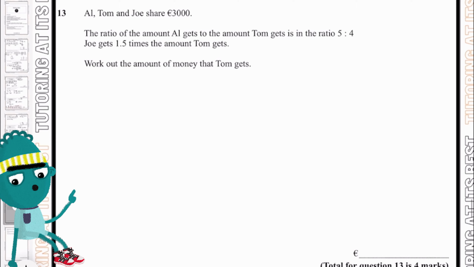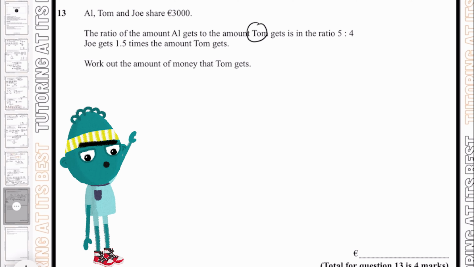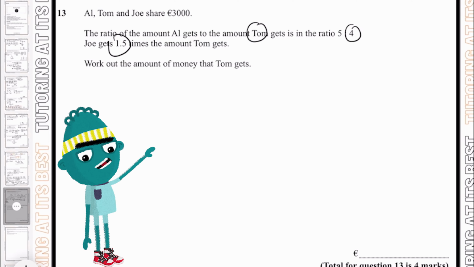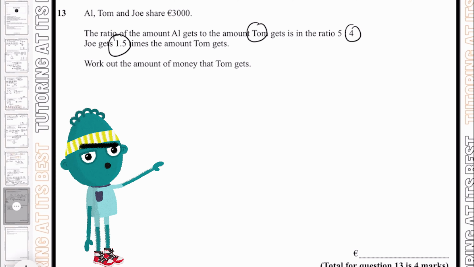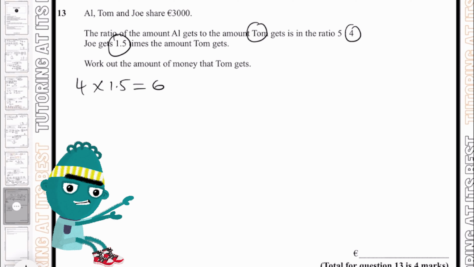Okay, question 13. So now we know that 3 people share 3,000 euros, and the ratio that Al gets to the amount Tom gets is 5 to 4. And Joe gets 1.5 times the amount that Tom gets. So work out the amount of money that Tom gets. So as we know, Tom gets 4 and Joe gets 1.5 times the amount of Tom gets. We need to multiply 4 by 1.5, which gives us 6.